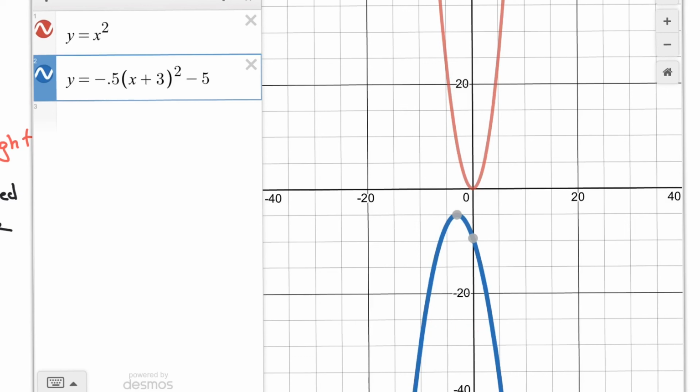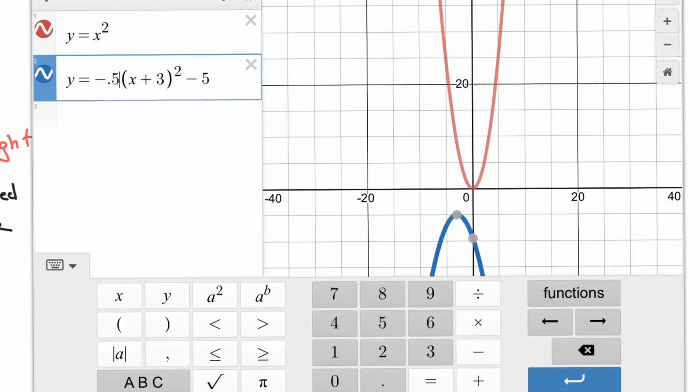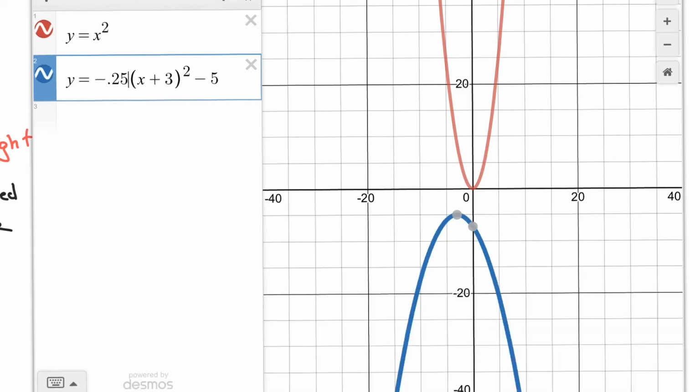Now let me change that again. Let me put a smaller number. I'm not going to use 0.5. I'm going to use 0.25, which is smaller than 0.5. So you guys have a bigger width. Notice what happens here. The width of the parabola is bigger because you have a vertical compression. It becomes wider as the a value gets smaller, smaller. The parabola becomes wider and wider and wider.